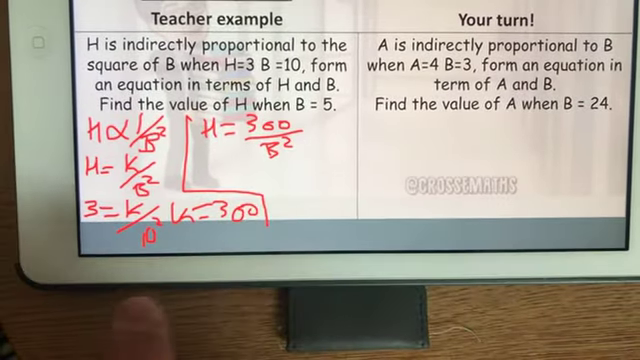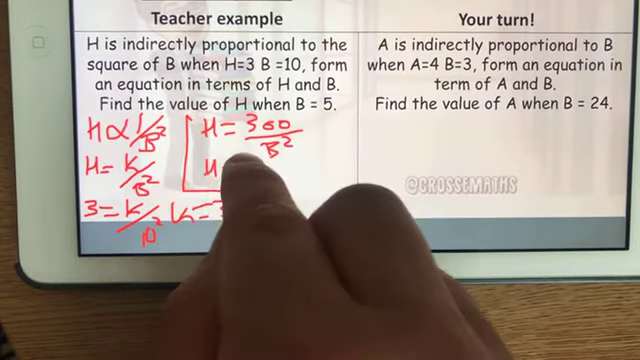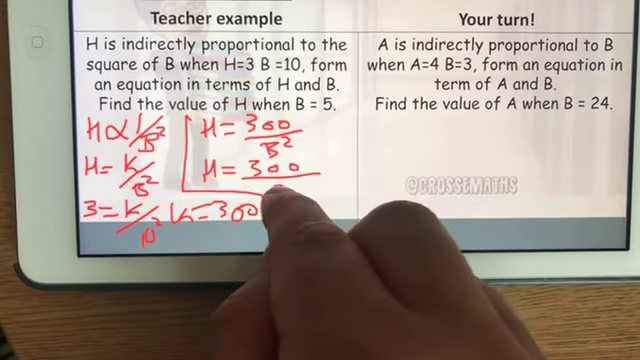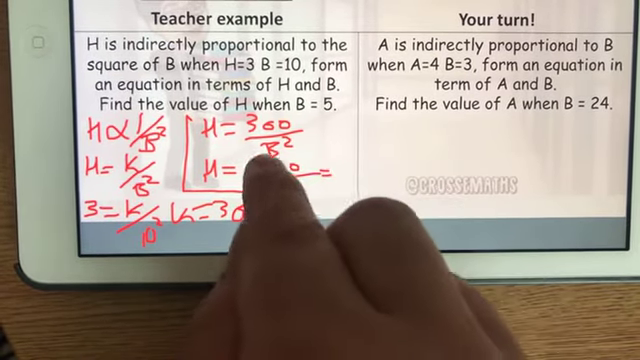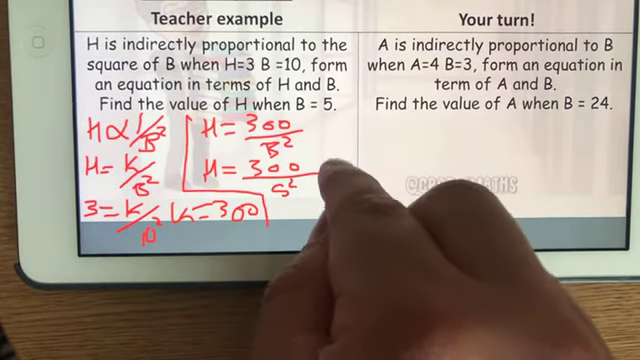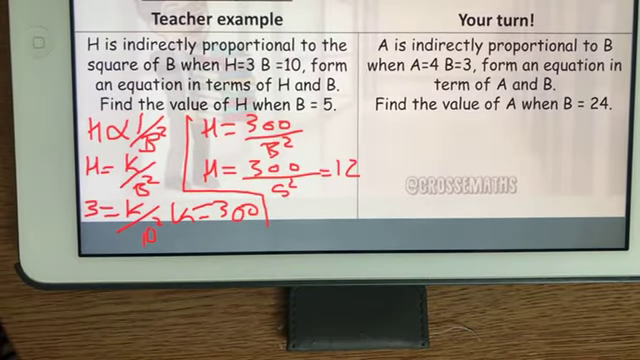Okay, I want to find h when b is 5. H equals 300 over 5 squared. 300 divided by 5 squared. 5 squared is 25. 300 divided by 25 gives me 12. So when b is 5, h is 12. Okay, and that links the two.